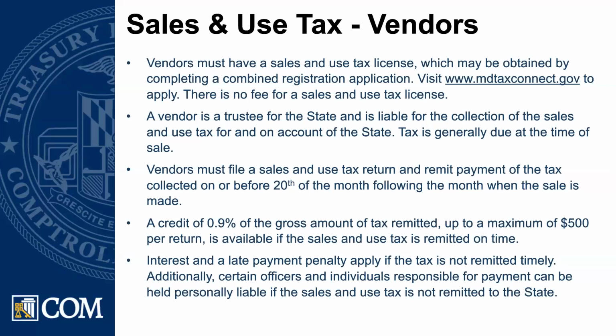Vendors are required to file a sales and use tax return and remit payment of the tax collected on or before the 20th of the month following the month when the sale is made. A credit of 0.9% of the gross amount of tax remitted, up to a maximum of $500 per return, is available if the sales and use tax return is remitted on time. We refer to this as a timely filing discount. Interest and late penalty apply if the tax is not remitted timely. Additionally, certain officers and individuals responsible for payment can be held personally liable if the sales and use tax is not remitted to the state.